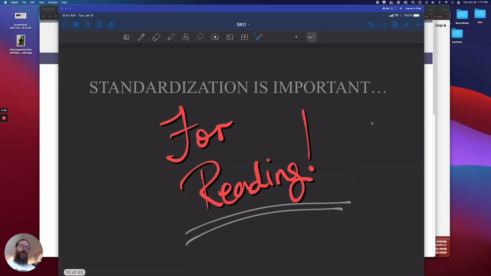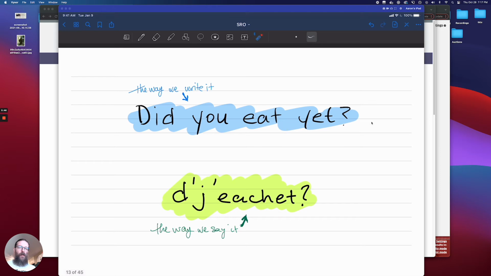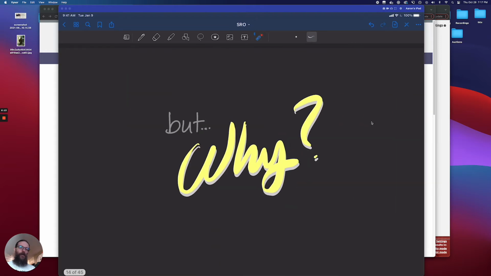So one of the reasons standardization is important is specifically for reading. To take an example out of that SRO book, the way we say this phrase and the way we write it don't necessarily jive the same. If you spelled it out phonetically the way you might hear it said, that's probably not going to look the same as the way that we write it out. And why is that?